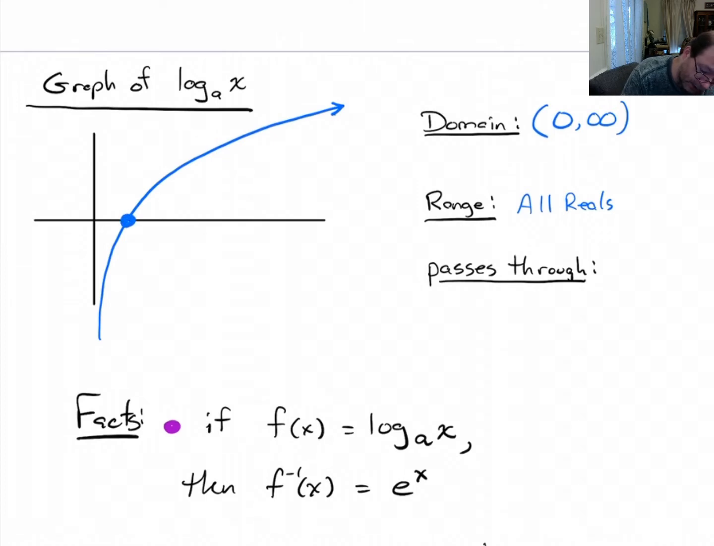And it passes through this point right here. This is the point (1, 0). Why is that? Because remember, anything to the 0 is 1. So log base anything of 1 is 0. So they're all going to pass through that point. And I didn't write it out on here, but it's going to have a vertical asymptote at the y-axis.